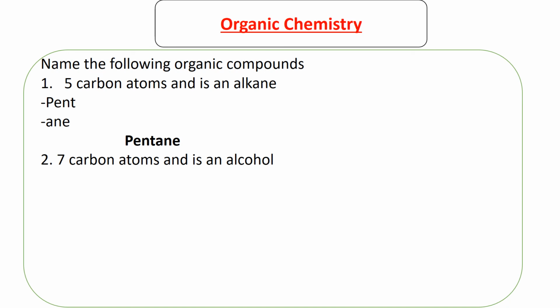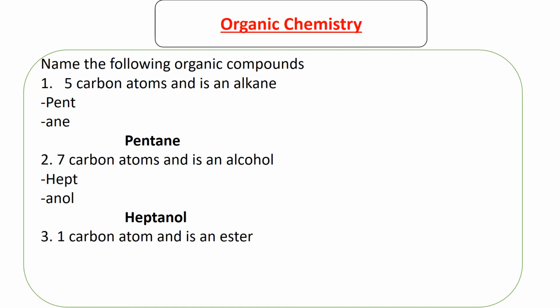The second is 7 carbon atoms and is an alcohol. So for 7, the prefix is hept, and the fact that it is an alcohol means the suffix is anol, making this heptanol. Then another one is 1 carbon atom and is an ester. So for 1 carbon atom, the prefix is meth, and for the ester family the suffix is anoate, so this becomes methanoate.